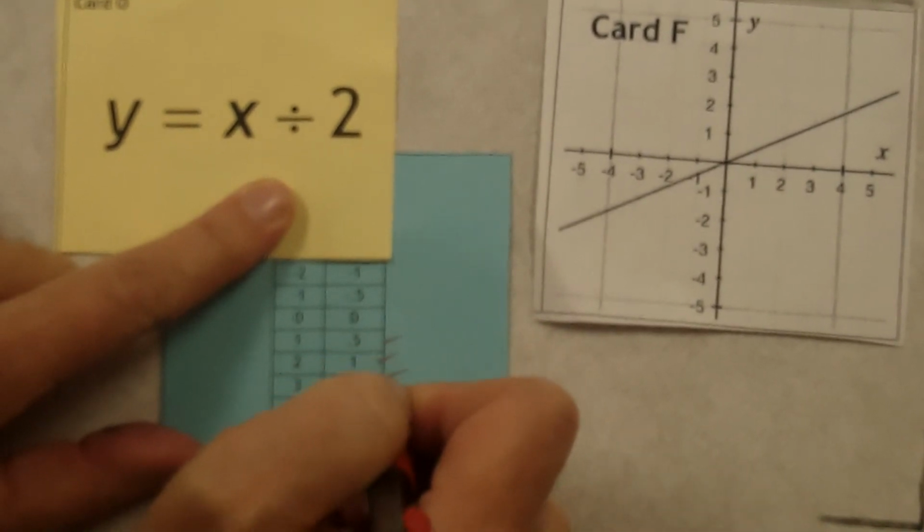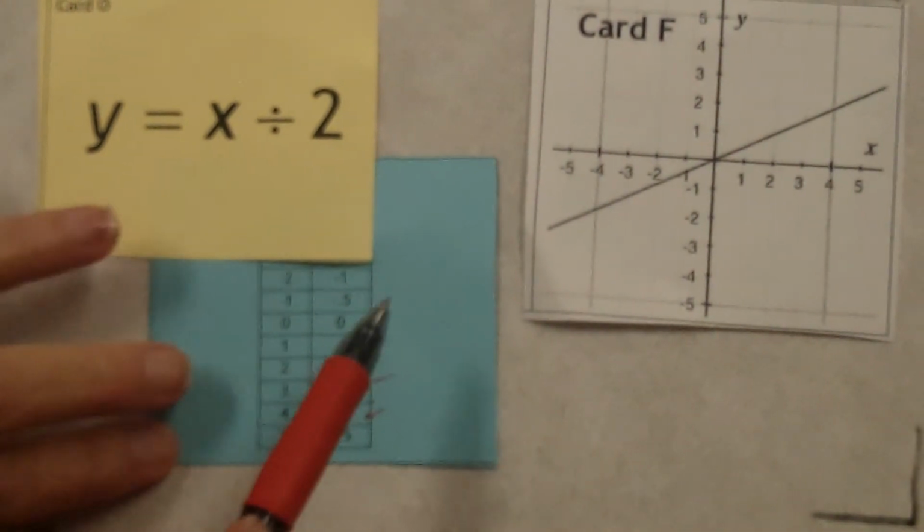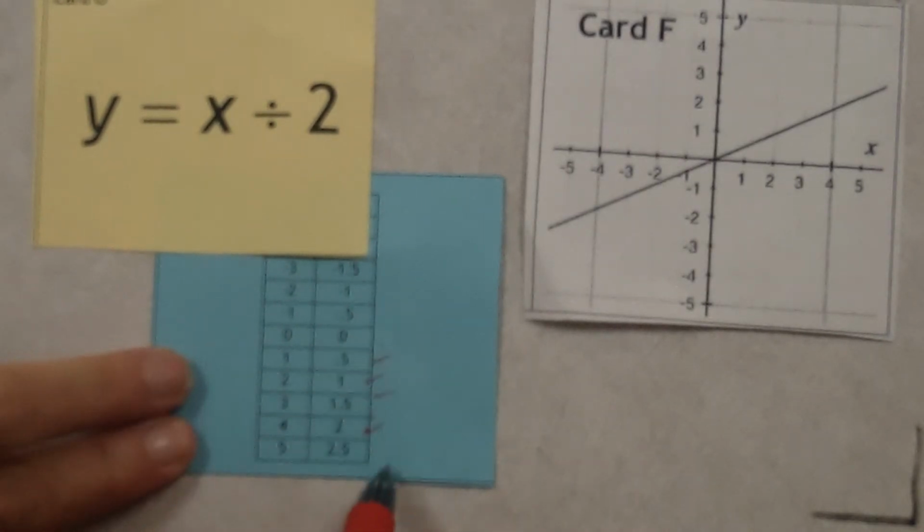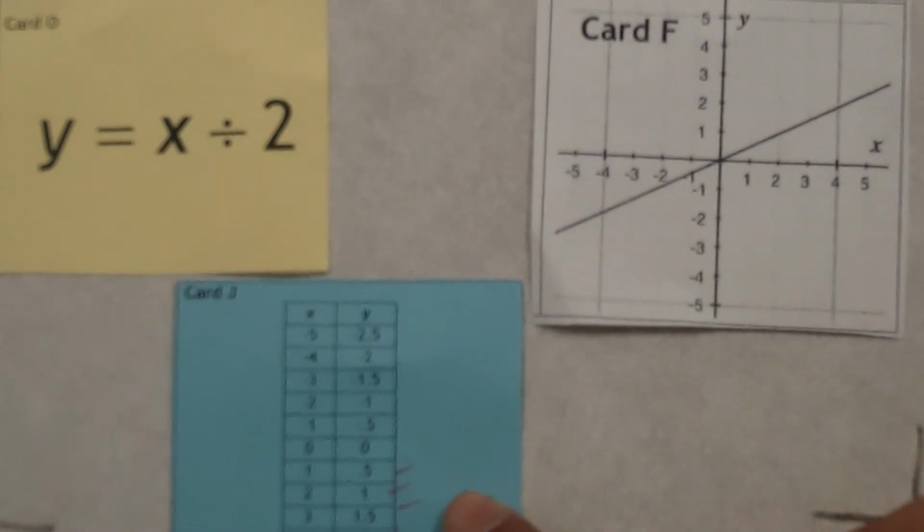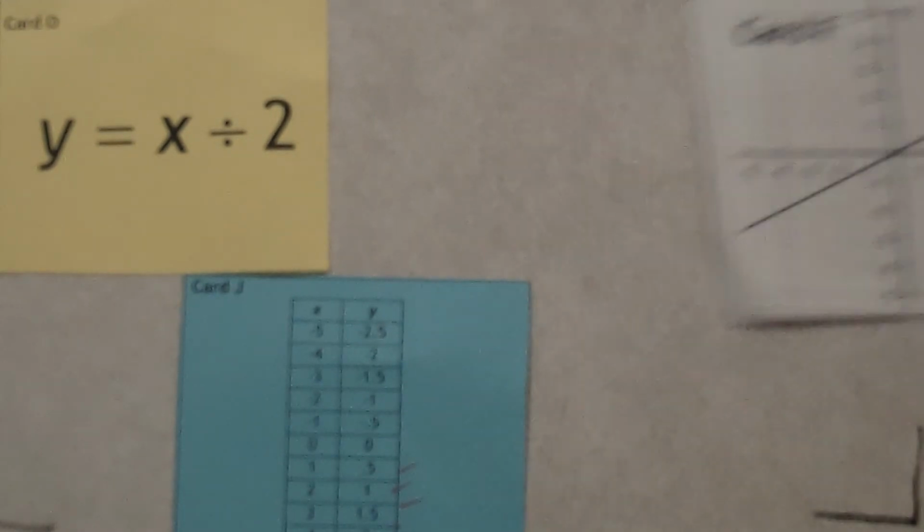And I was a little wrong in my thinking that this division was going to make my number going smaller down this way. It's actually making it smaller, but only if I look across. So, all right. So we have card O for the yellow to match with card J for the blue and card F for the graph.